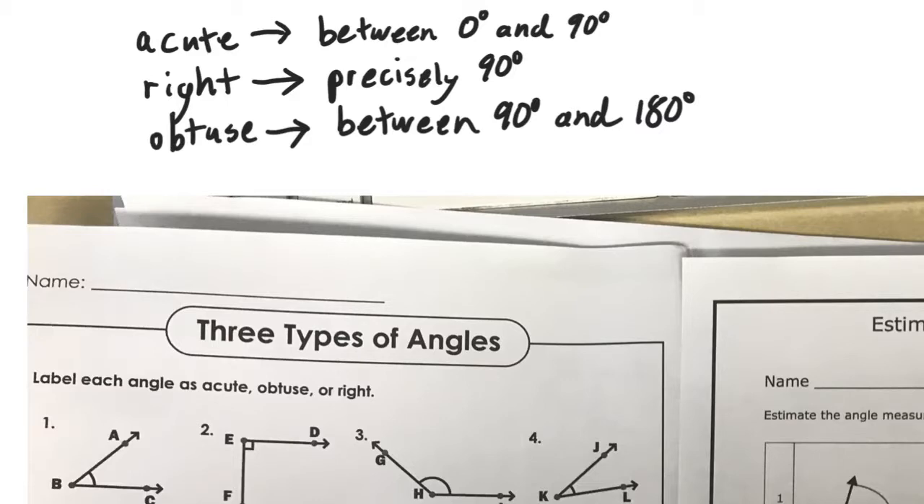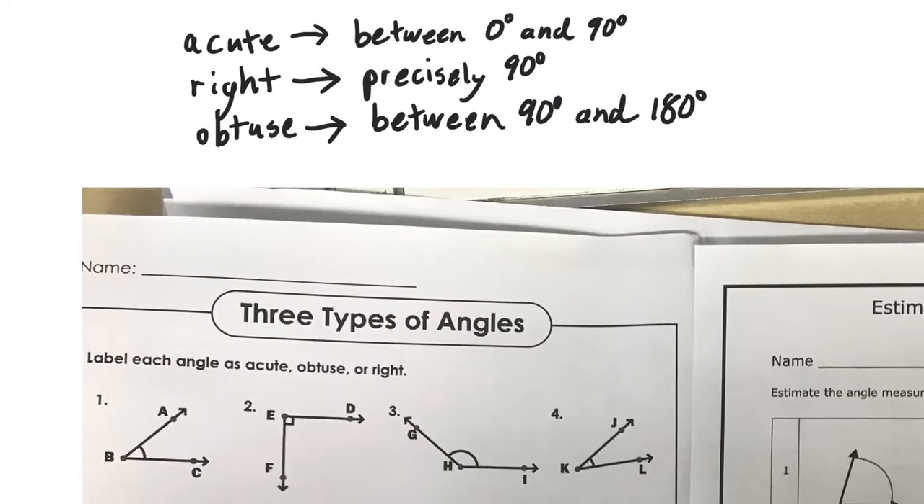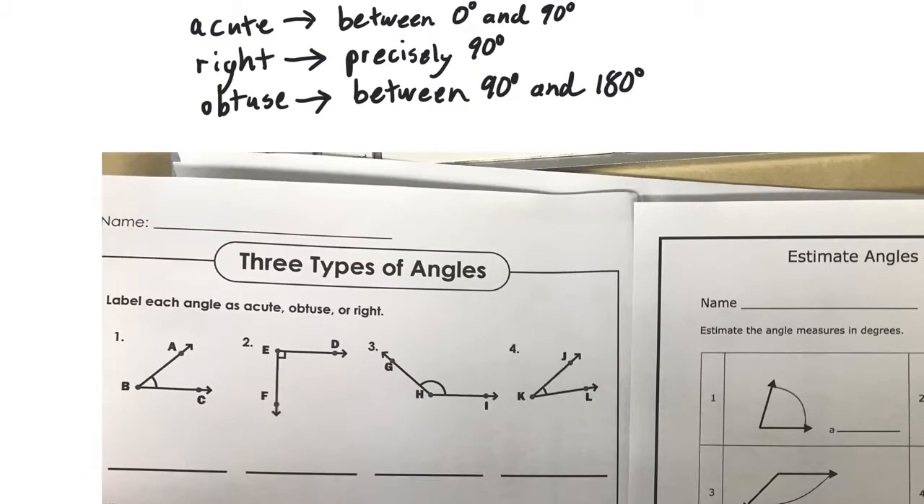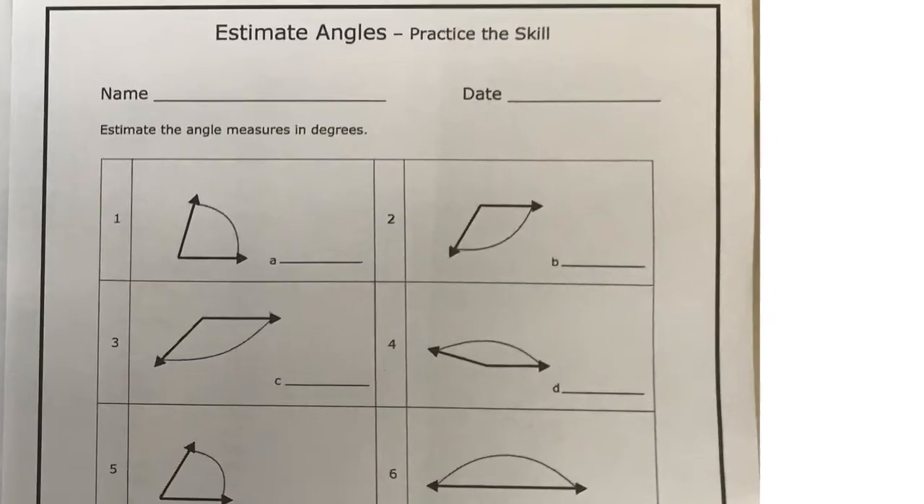Obtuse are between 90 and 180. So we've got that information. We should be able to do this in about a minute or so. This first angle here is smaller than 90 degrees, number one. They're giving you a hint here, number two, with a square corner. Right angles have square corners. Over here, you can see that's larger than 90 degrees. Obtuse, you should be able to just go through that one really easily just to review those words.